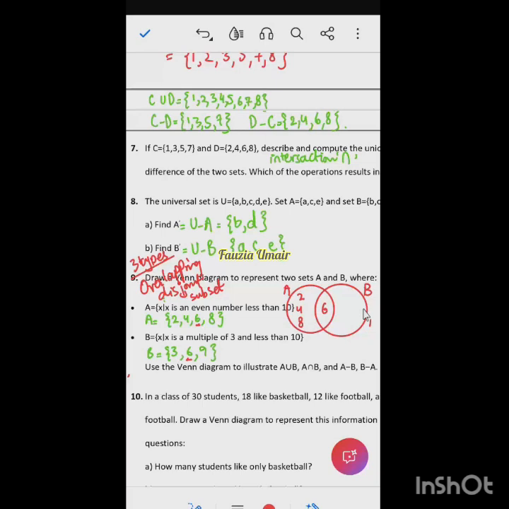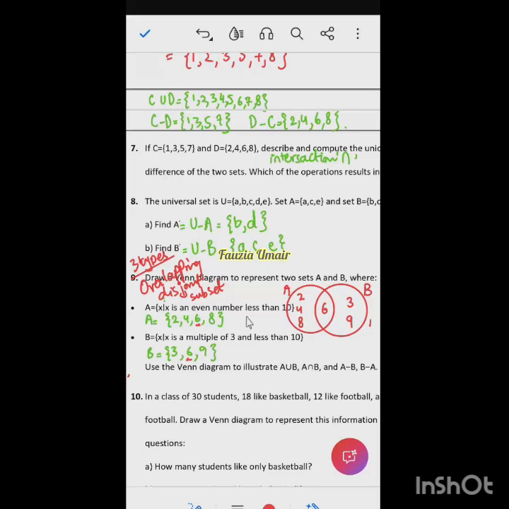Now the elements of B, 3 and 9. These are the elements of set B which are not shared by set A. These are B's own elements, so we will write them in this circle. There is no universal set in this question, so we will not make the box, the rectangle, outside. Okay. So now this is very interesting.